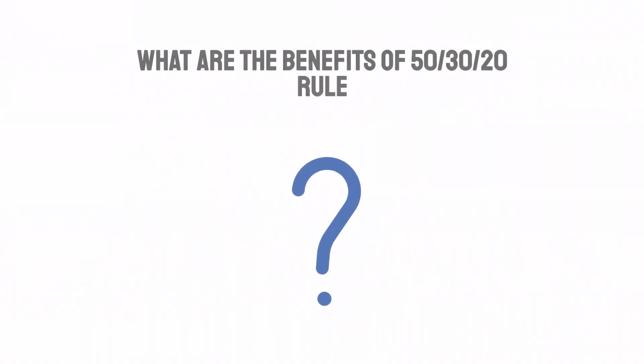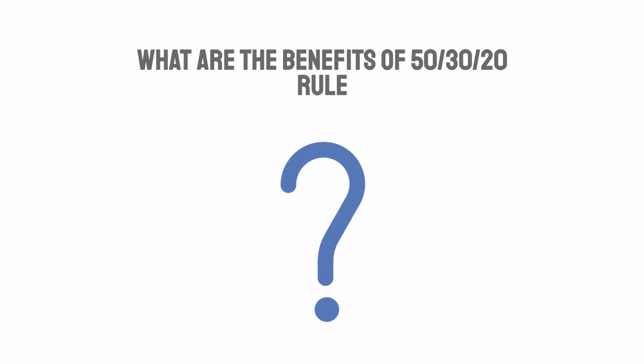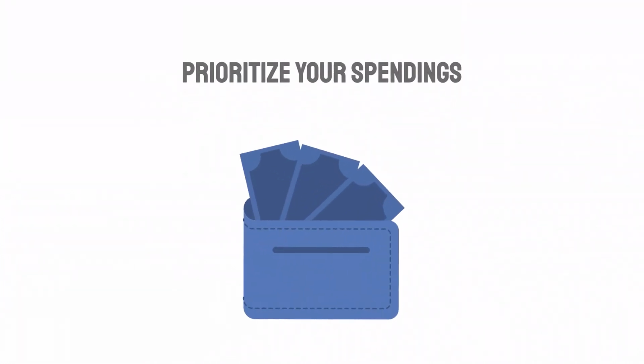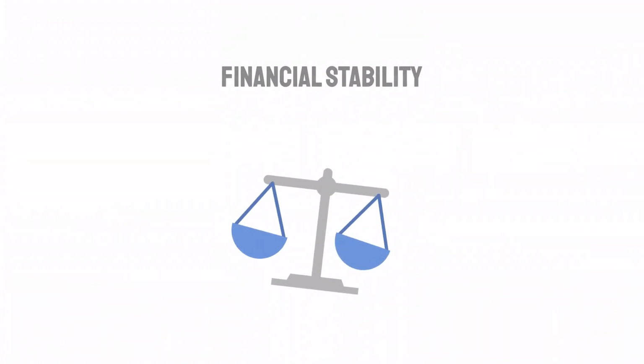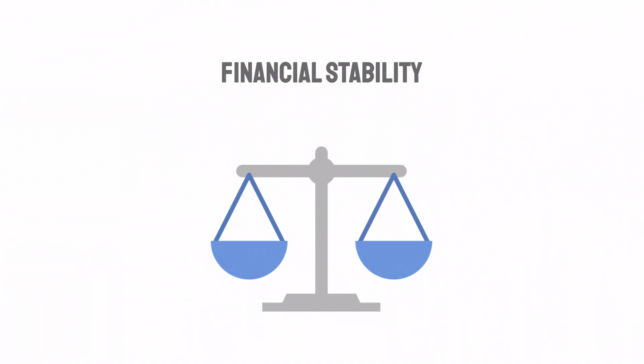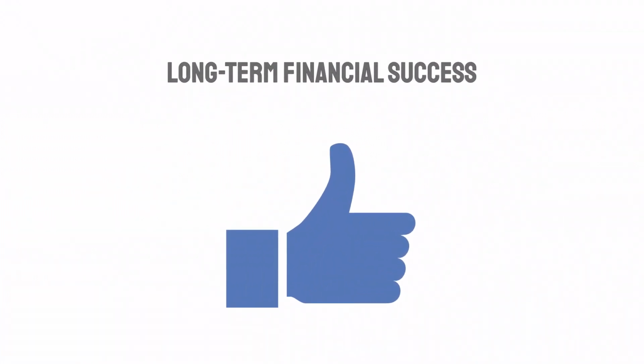So, what are the benefits of using the 50-30-20 rule? Here are a few. Applying this strategy will help you prioritize your spending. It promotes financial stability by setting aside 20% for savings. It sets you up for long-term financial success by saving for things like retirement and a down payment on a house.